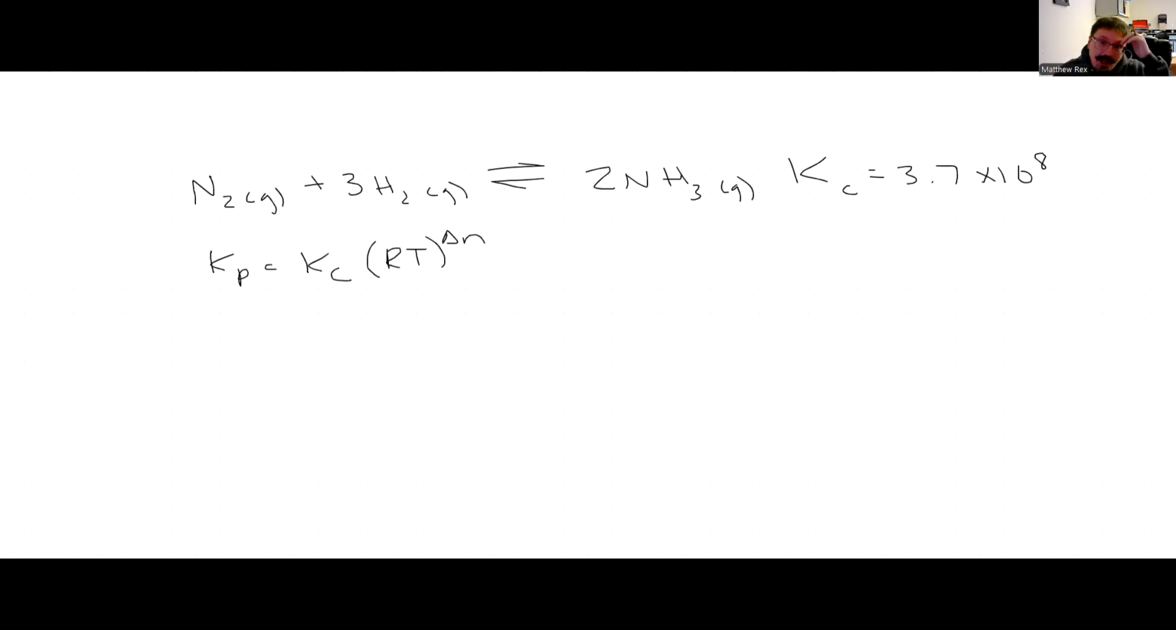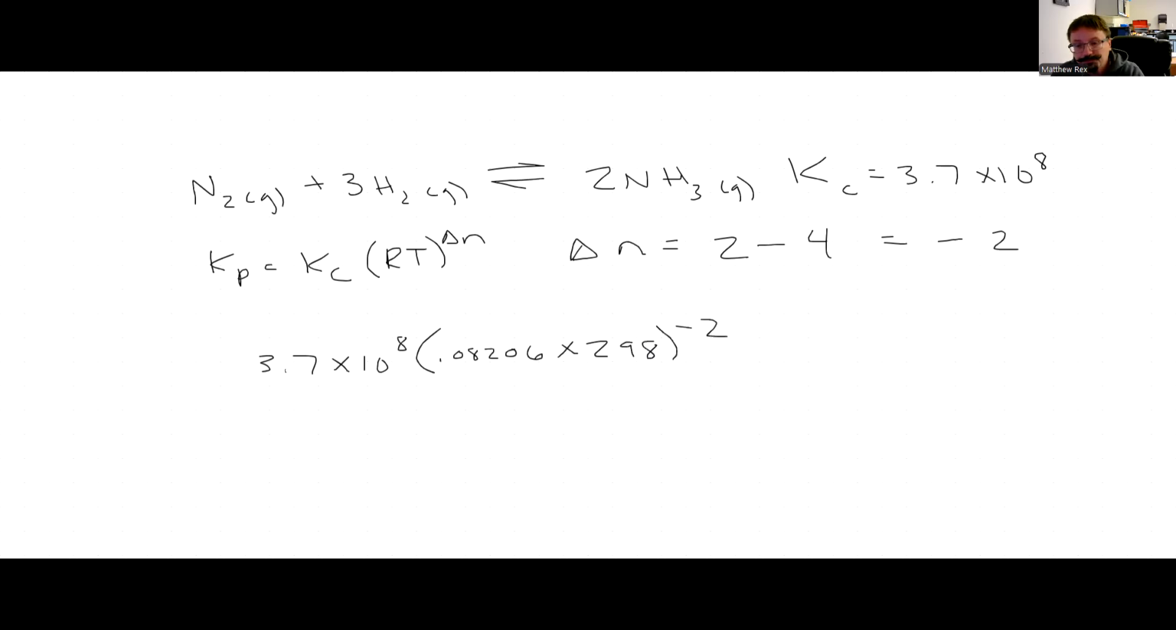Delta n is the number of gas molecules on the products minus reactants. So delta n equals our 2 NH3s minus our 3 H2s and our 1 N2. So delta n should be minus 2. So this should look like 3.7 times 10 to the 8th times 0.08206. We were told this was at 298 Kelvin, raised to the negative 2. 0.08206 times 298 is 24.45.